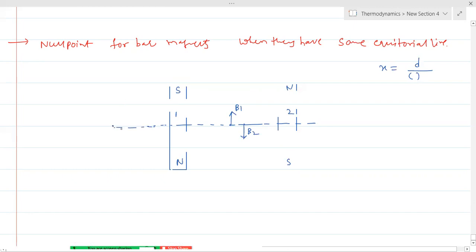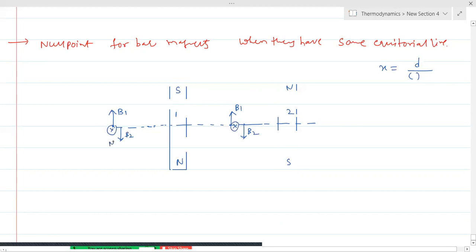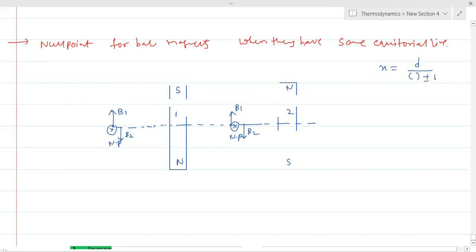So on the equatorial point, N to S means upwards for the first magnet, and for the second magnet, N to S means downwards. So that means we have two null points. This is a null point and this is a null point. So something plus or minus 1 we will take. Now we will think of that something.